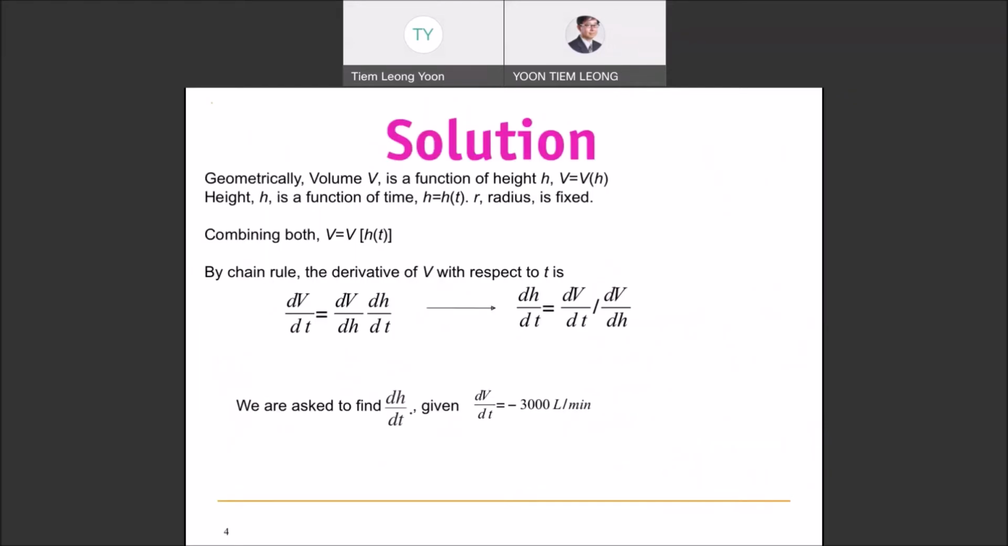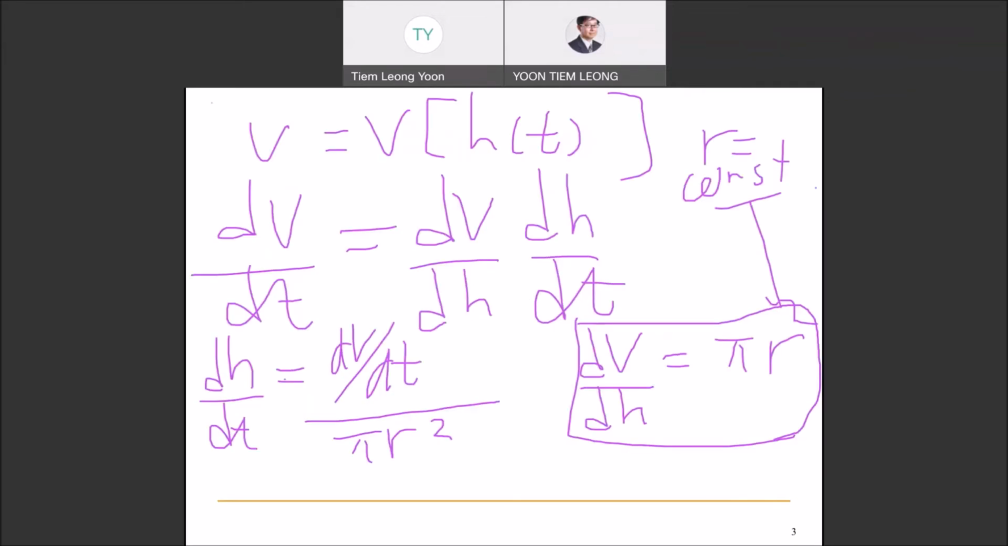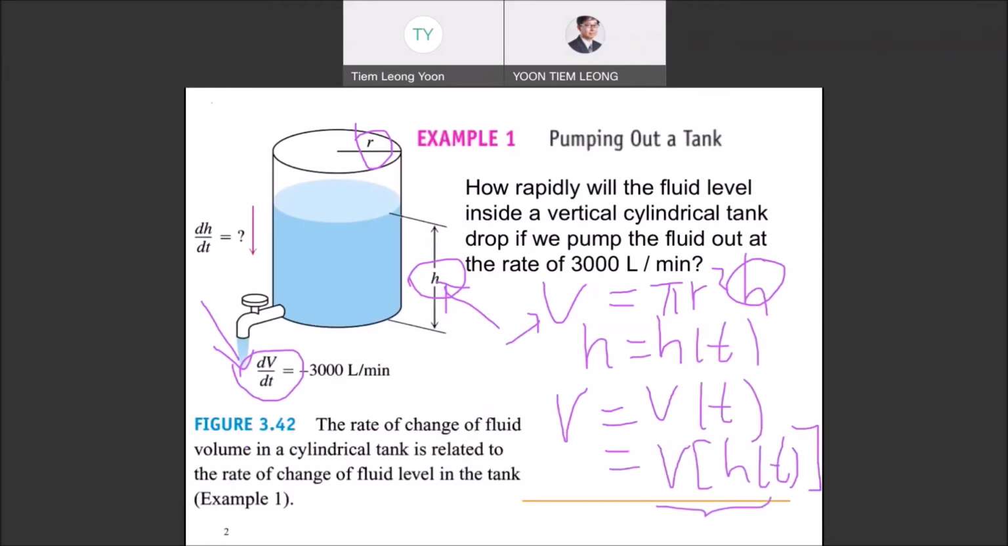So let me look at the solutions. Yeah, so this is what is mentioned here, right? So dH/dt is just the ratio of dV/dt over dV/dh. So here dV/dh is pi r squared, which is not known, r is not known. But anyway, we can still write down the expression for dH/dt in terms of dV/dt. And dV/dt here is a constant, minus 3,000 liter per minute.